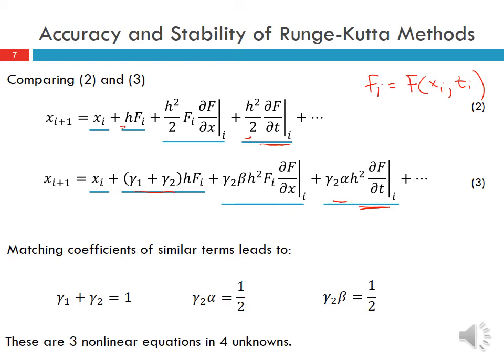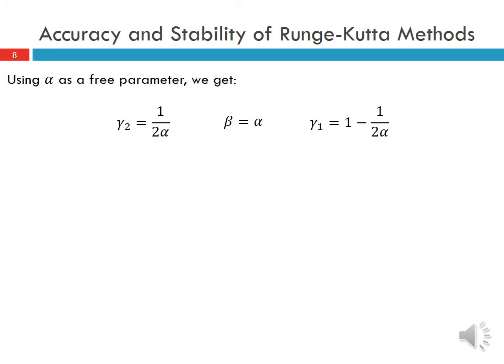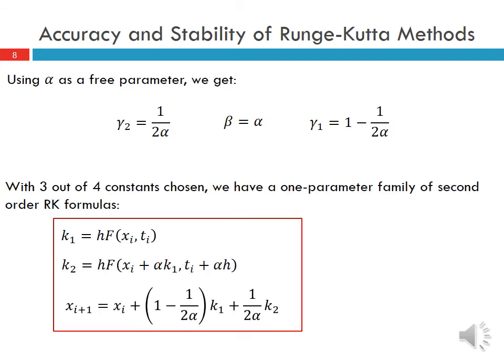So these are three nonlinear equations in 4 unknowns: alpha, beta, gamma 1, and gamma 2. We can use alpha as a free parameter and get the expressions shown here. Gamma 2 is equal to 1 over 2 alpha, beta is equal to alpha, and gamma 1 is equal to 1 minus 1 over 2 alpha. So with 3 out of our 4 constants chosen, we have a 1-parameter family of second-order RK formulas. And typically, the choice of alpha equal to 2 is made quite frequently.